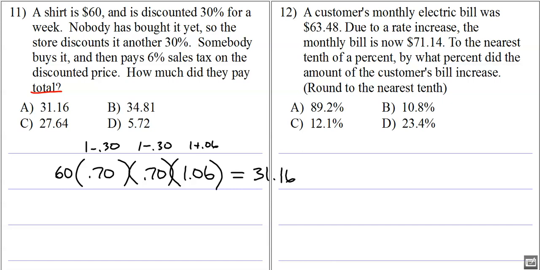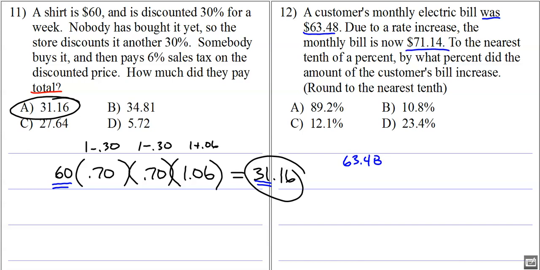31.16. That's a good deal. That's a heck of a deal. Now, I could have said what ended up being the percent change between those two, and we could have subtracted them, divided by 60, and found the true percent change. Number 12, monthly electric bill, $63.48 was. So it used to be $63.48.